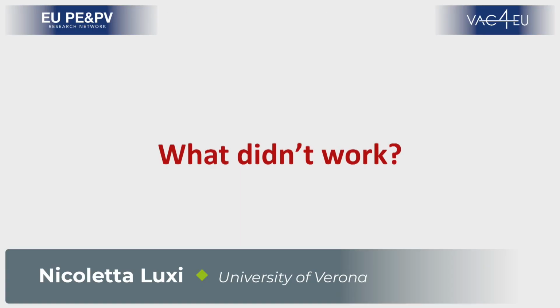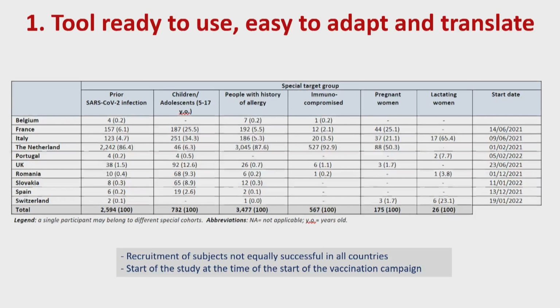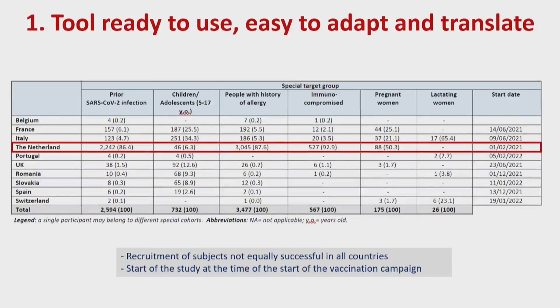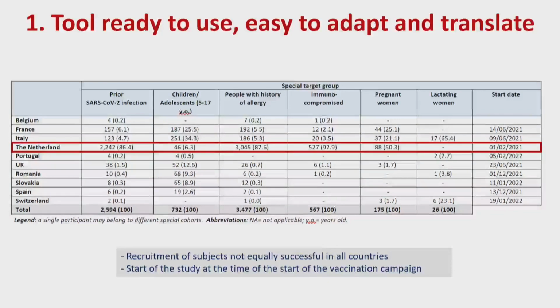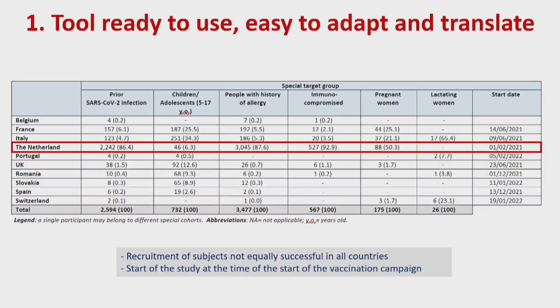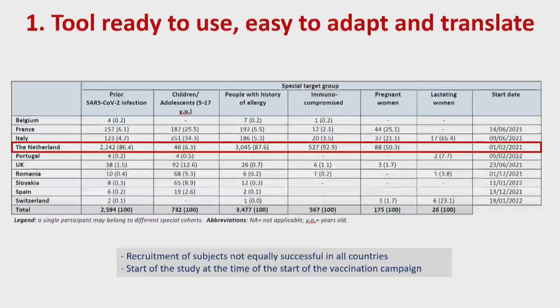So what didn't work? First of all, having a tool ready and working and easy to adapt is crucial for a timely start of the study, because the recruitment of subjects was not equally successful in all countries. If we have a look at the Netherlands, for example, the Netherlands had the tool ready, started earlier, and recruited the most vaccinees. For the other countries, for example, we needed to adapt and translate the tool and the questionnaire.